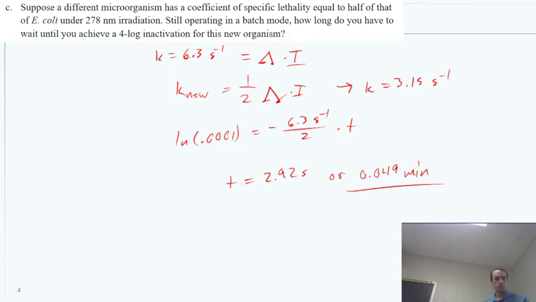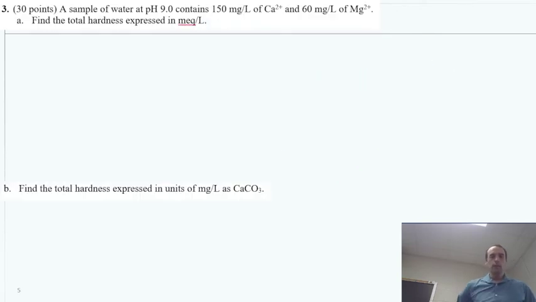All right, so then problem 3, we had a sample of water at pH 9 containing 150 milligrams per liter of calcium ions and 60 milligrams per liter of magnesium ions. Part A said find the total hardness.